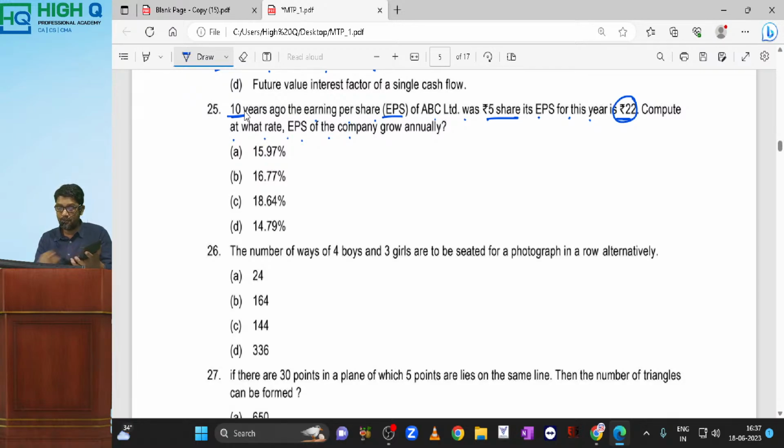What is it, you know? First option 15.97%, 5 plus 15.97% plus 15.97% plus 15.97% and so on. Use the formula only.